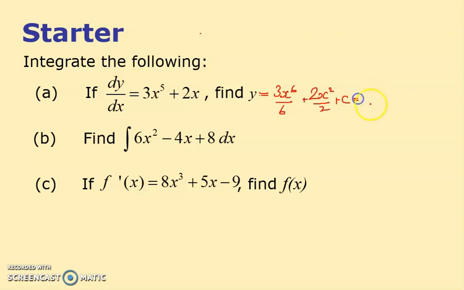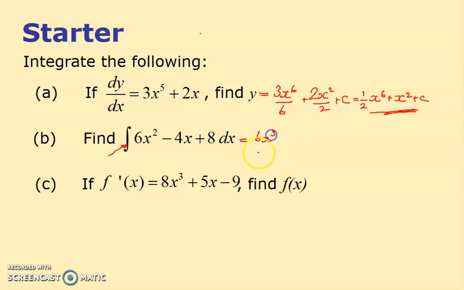But this I can tidy up. 3 divided by 6 is a half x to the 6. 2 divided by 2 is 1, so just x squared plus a constant. There you are. Done. What's in the next one? Now this one is just a straight out find the integral of question. So again the rule is the same.